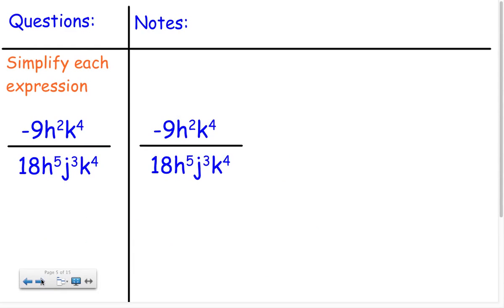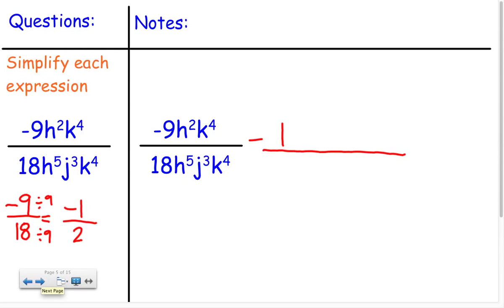All right, this time I've got negative 9 over 18, so again I'm going to simplify that off to the side. What can go into 9 and 18? Well, 9 can go into both. So negative 9 divided by 9 is negative 1. 18 divided by 9 is 2. So I've got negative 1/2. And it doesn't matter which number the negative goes in front of, the 1 or the 2, or it can go out in front of the fraction.